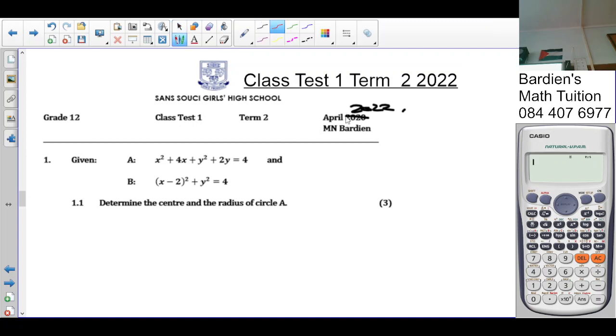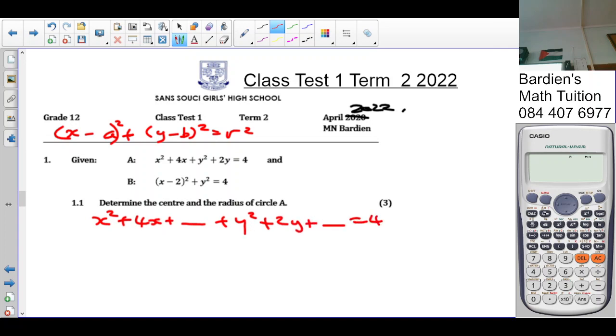So for A, we must get it in the form of x minus a squared plus y minus b squared is equal to r squared, so that we can draw the center and the radius from the circle here. So to get it in that form, I'm going to say it's x squared plus 4x plus a number plus y squared plus 2y plus a number equals 4 plus that first number plus the second number. The first number in this case is going to be 4 times a half, which is 2, and it's squared, which is going to give us 4, and 2 times a half, which is 1, and 1 squared is 1.